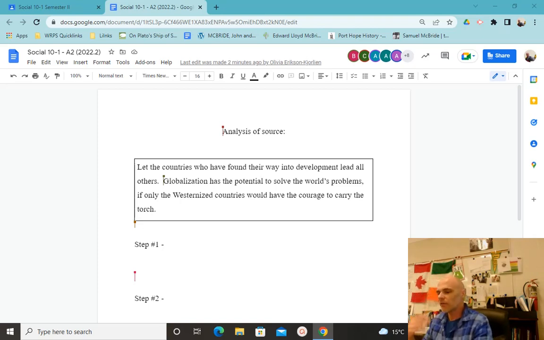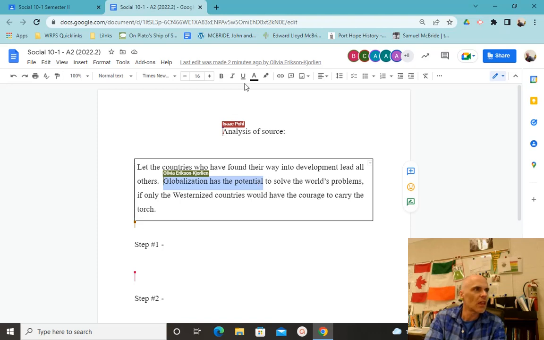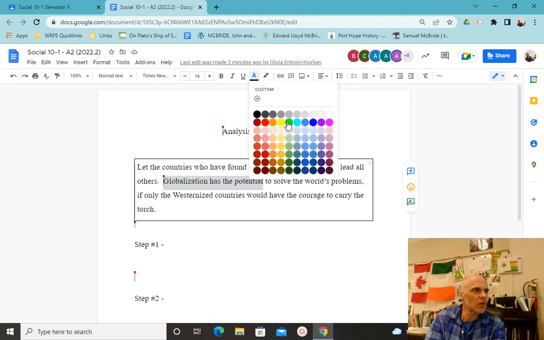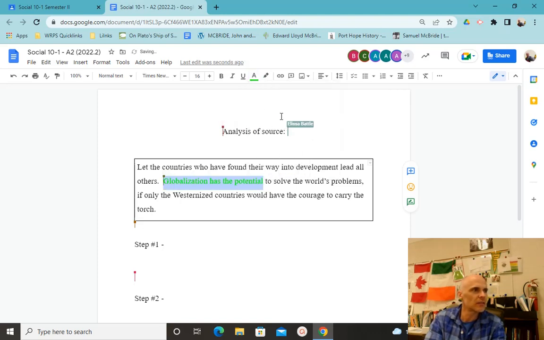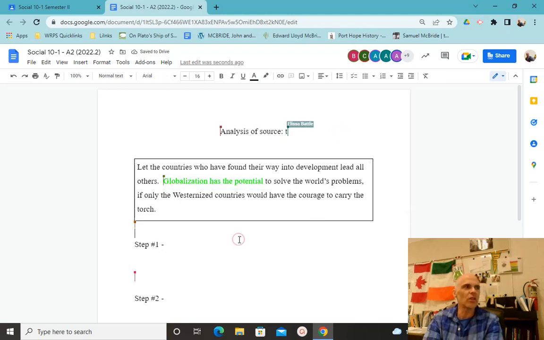So my first question then would be, what are some key terms that you believe are essential to unpacking this source? Okay, so you might highlight this part, globalization has potential. Can I get you to go ahead and highlight that? Let's pick maybe the color green for that. Globalization has the potential. We'll try to figure out what that means in a moment.